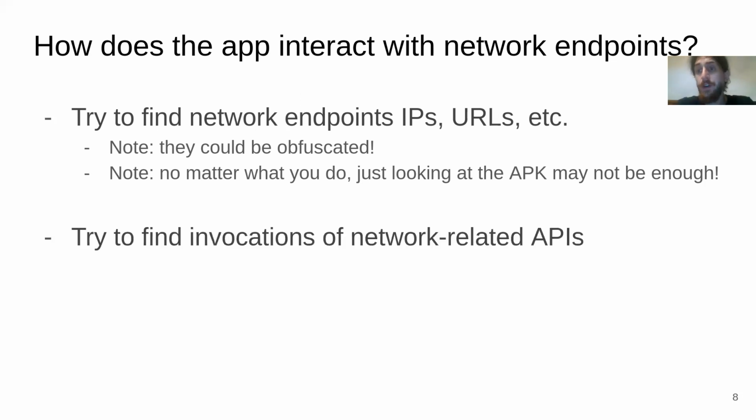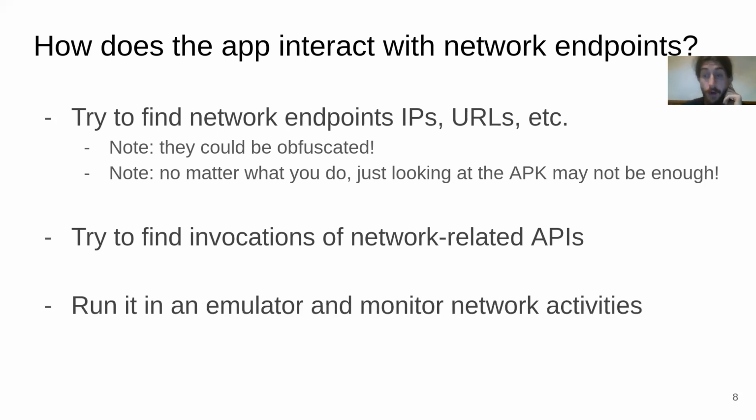Another thing is to start not from the endpoints, from the URLs and so forth, but from the network APIs. So you could start grepping, for example, for APIs that you know are associated to internet requests. For example, open connection and things like this. Of course, it's tricky because how do you know them all? You need to have a list, and again, they could be obfuscated.